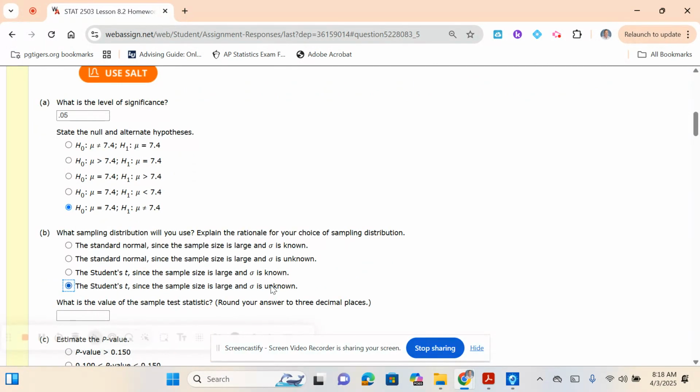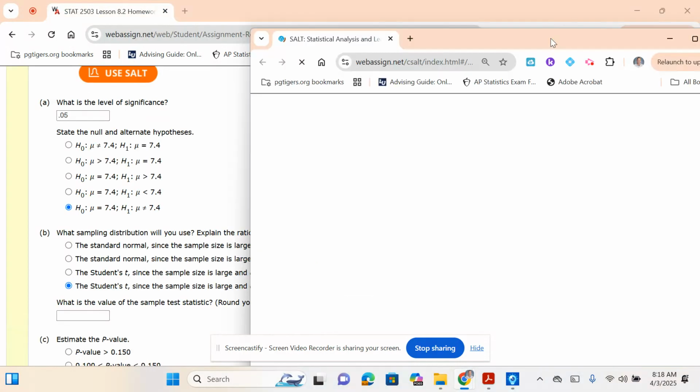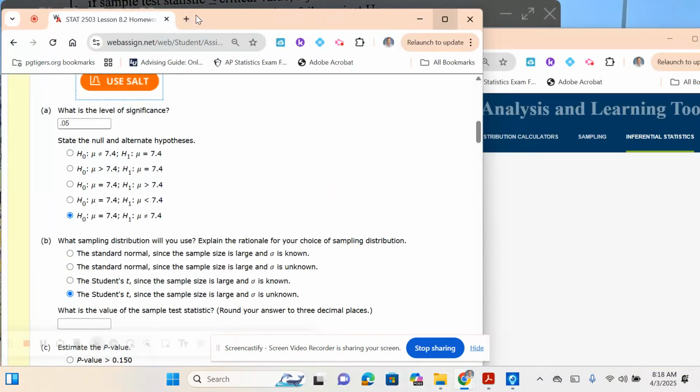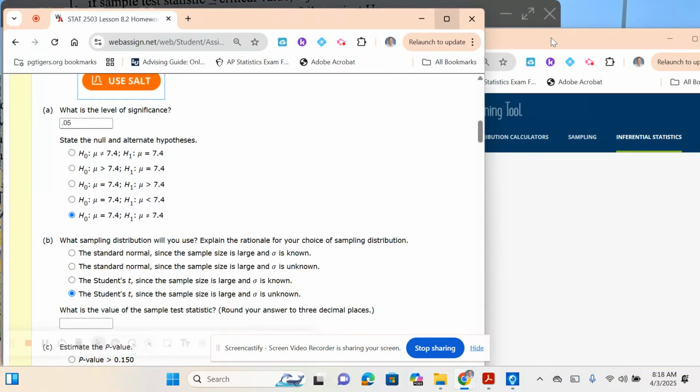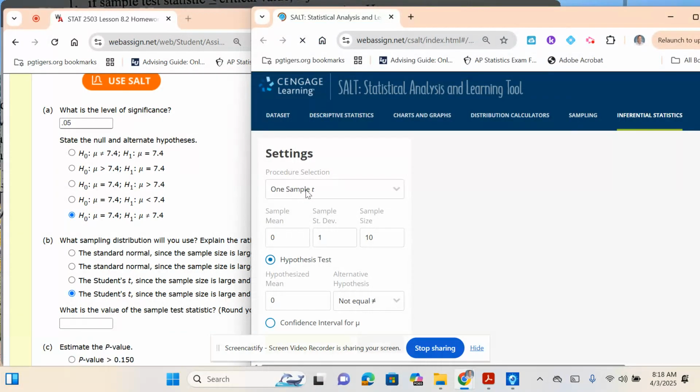You could do the t-test in SALT. So SALT will do this for you. So I'll click use SALT. It's kind of similar to the last unit we did. It's just the same menu. Inferential statistics, one sample T, because it's one sample and it's a T distribution.